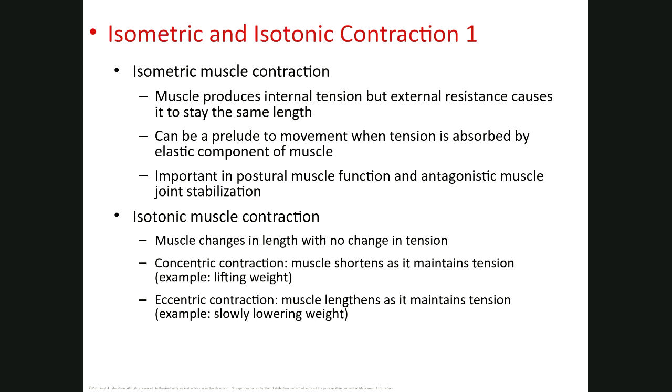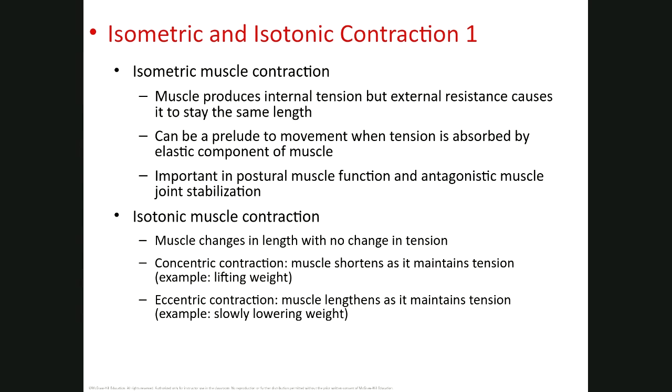So we have a balance of prime mover and antagonist muscles in our body, so we actually stay in the same position. Isotonic, and remember in isometric, the measurement or the length of the muscle does not change. It's isometric. In isotonic, the tone of the muscle does not change. And we'll explain that as we go along.